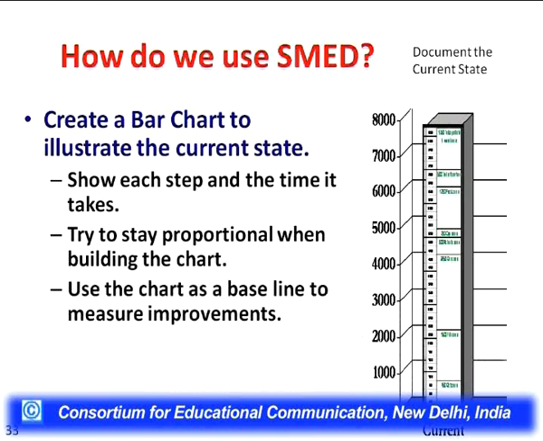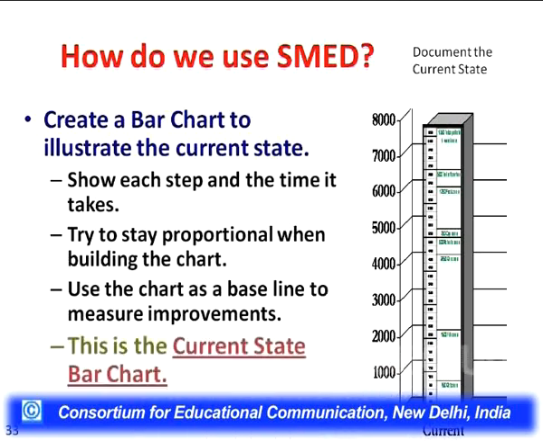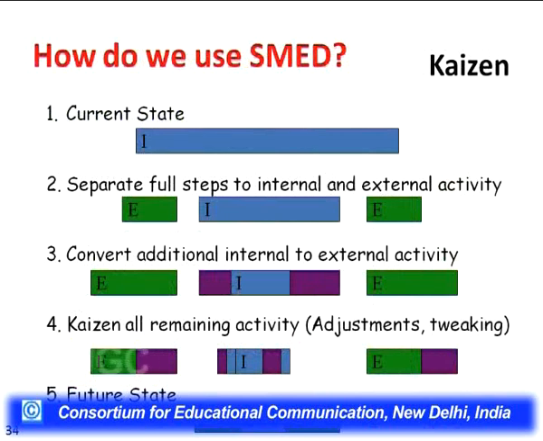Use the chart as a baseline to measure improvements. So, from the chart, if we are reducing the time, this will be a base for us to calculate any modifications, any changes, any reduction in time made. And this is the current state bar chart.